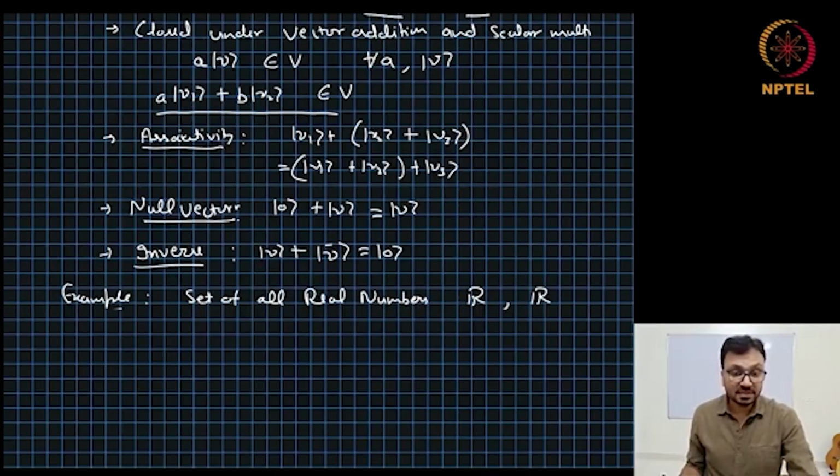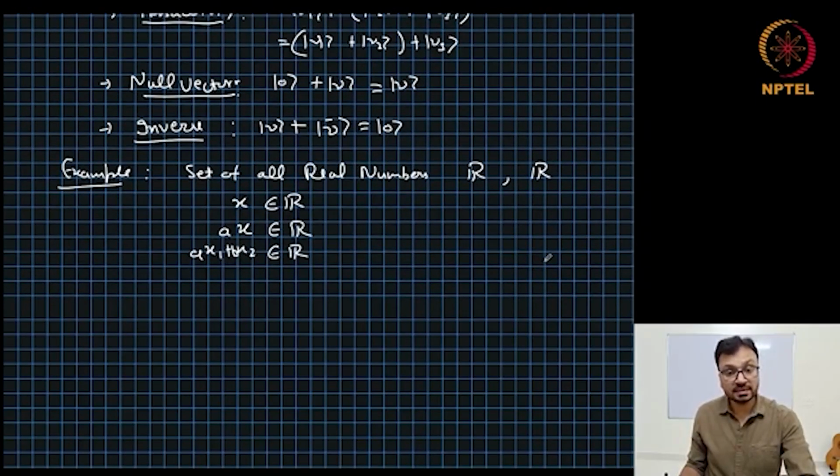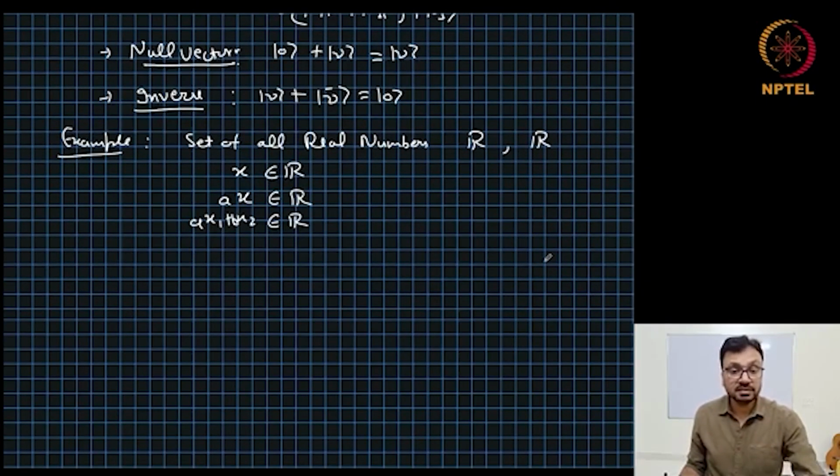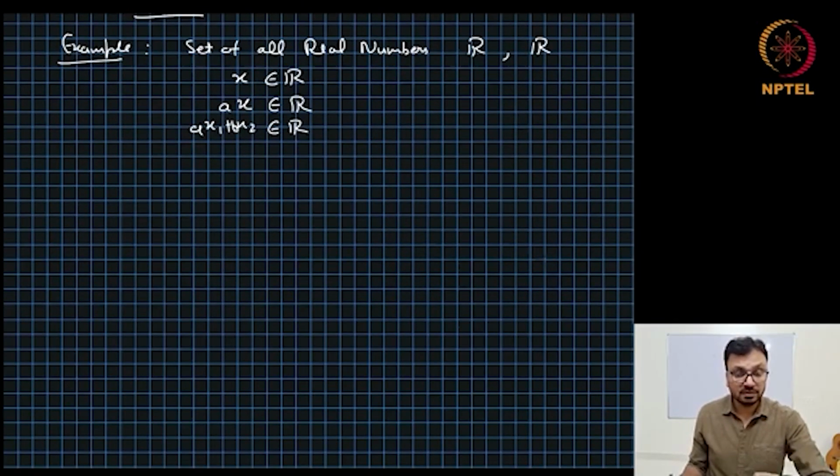There is a null vector, that is the real number 0, such that if we add 0 to any number, we get the same number back. So that is the null vector. And for every real number x, there exists minus x, such that x plus minus x gives us 0, so we get an inverse also. So the set of real numbers also forms a vector space over the real field.